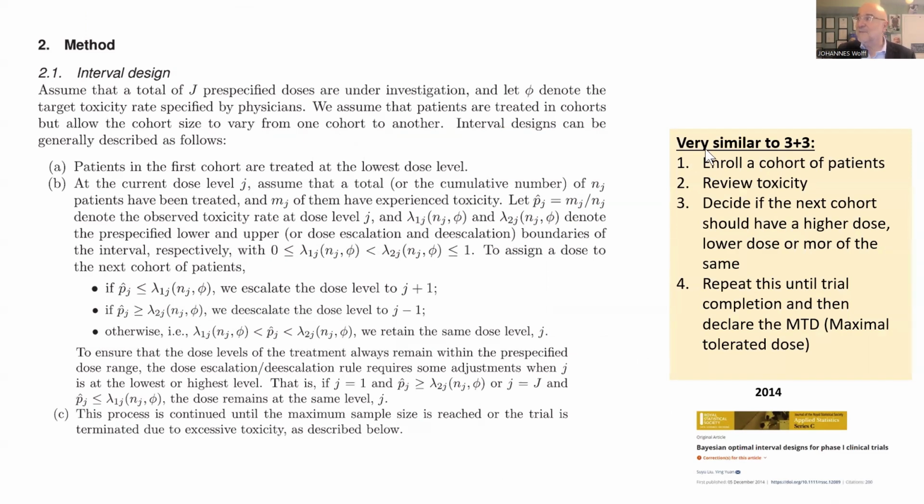It is a study design similar to 3+3. You enroll patients in a cohort, you review the toxicity, and you determine if the next cohort should be higher, lower, or the same by comparing the observed frequency of toxicity with the desired rate. Eventually, when the study is finished, you determine the maximal tolerated dose.